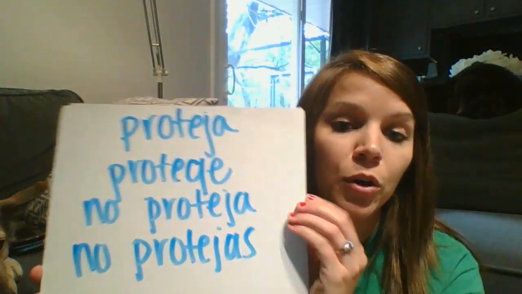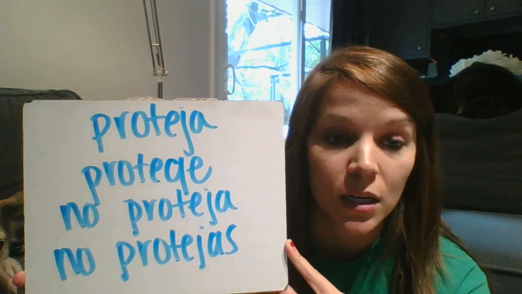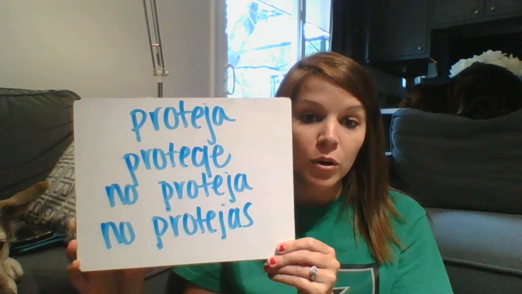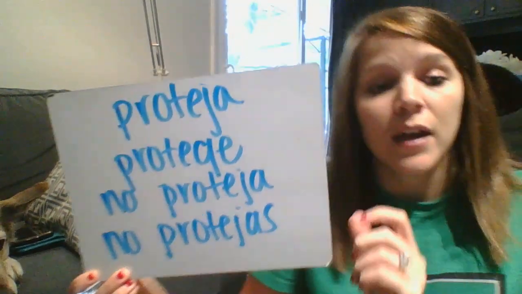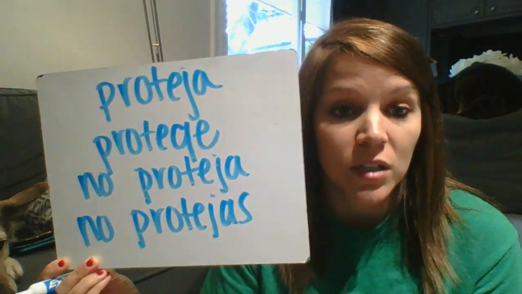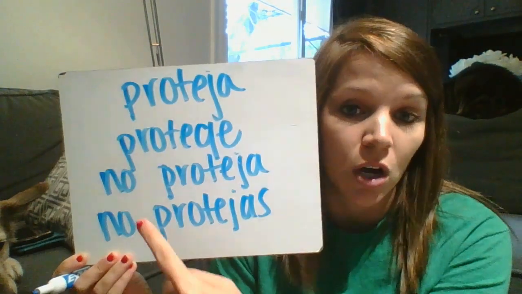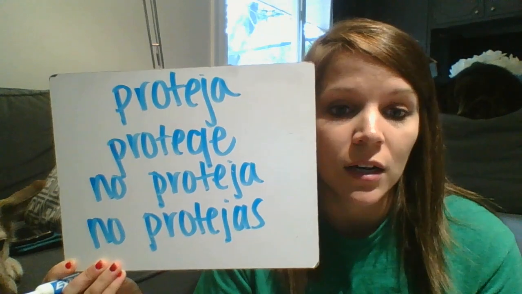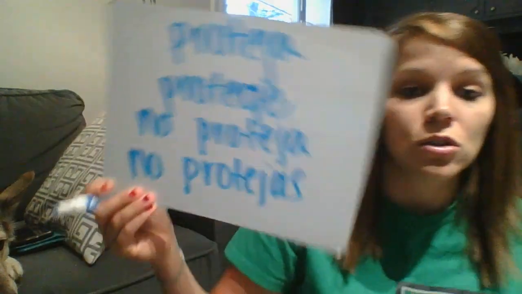So here are the 4 commands that we have. We have proteja, because I started with protejo, and then I took off the O and did opposite ending, proteja. Then I have protege, that is a G, protege. Okay, so it's regular la form. And then I've got no proteja, looks the exact same as proteja, because it is, just a no. And then no protejas, just have to add an S to represent 2 form. Okay, so those are my 4 commands for proteger.